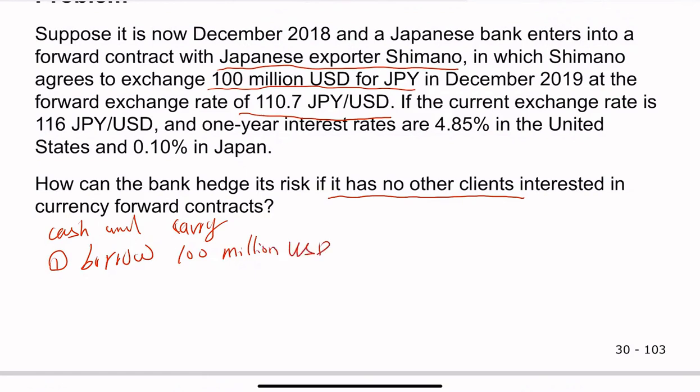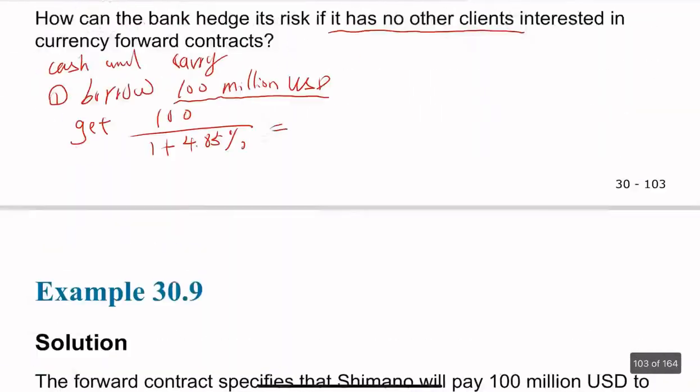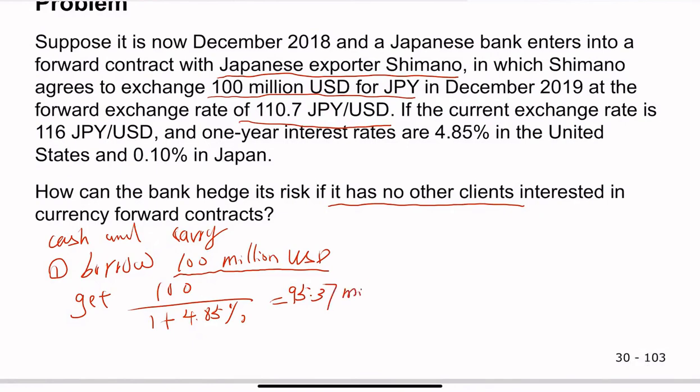You might wonder, hey, why does this bank want to borrow US dollars? Why doesn't it want to borrow Japanese yen? Well, the reason is because the bank knows in 1 year it will get 100 million US dollars from the Japanese firm. So in 1 year, the bank will just use the 100 million US dollars it will receive to pay back its debt, right? So it borrowed this 100 million USD. Now, this 100 million USD is just the face value of the debt. So it will get this amount of US dollars today, $95.37 million.